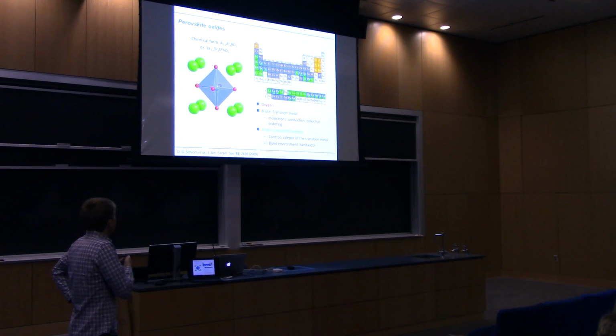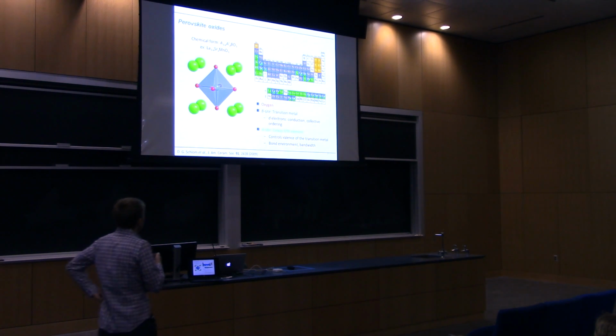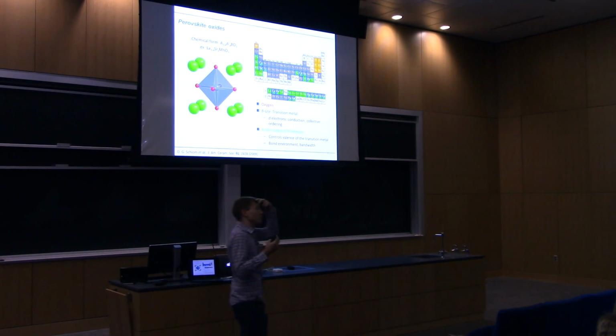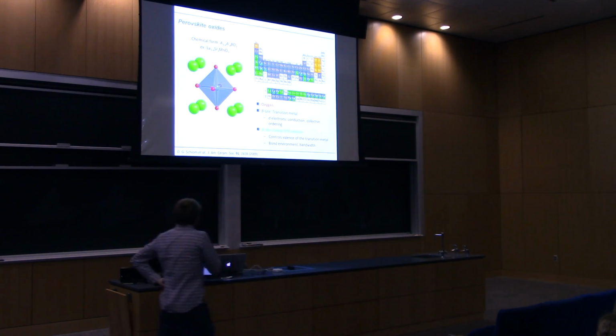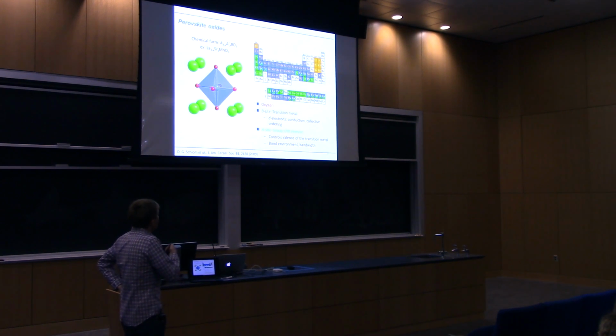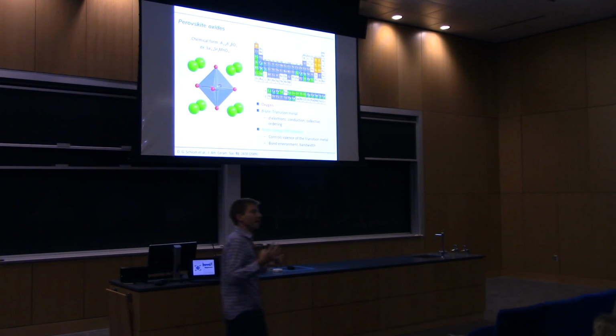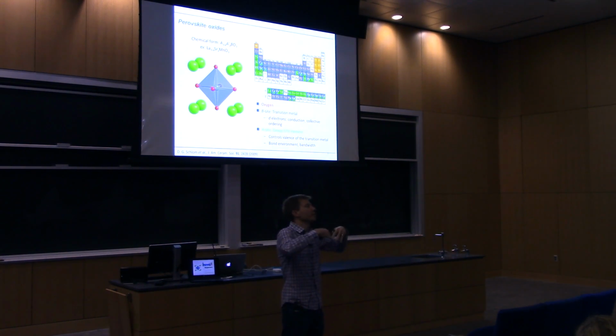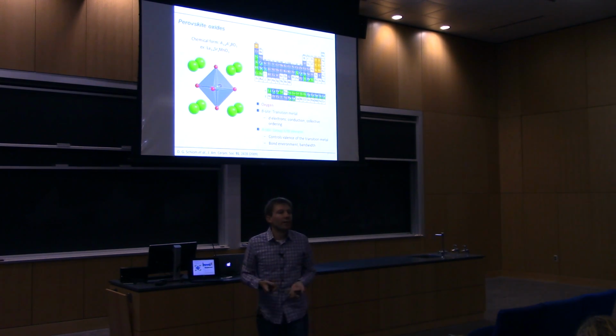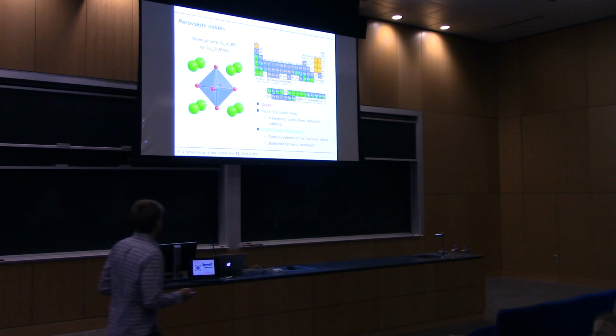The other thing that should be pointed out is the wide chemical flexibility of this crystal structure. What's nice is that the perovskite can accommodate basically all these bluish purplish boxes on the B site and all these greenish elements on the A site. So I have a very wide chemical flexibility of elements that I can put into this crystal structure, and that gives me a wide range of physical properties to investigate.